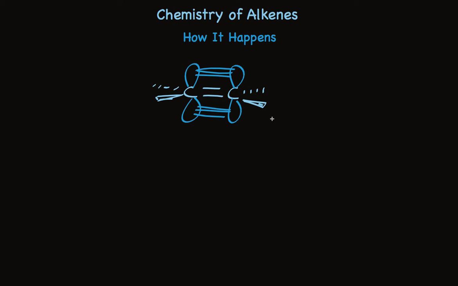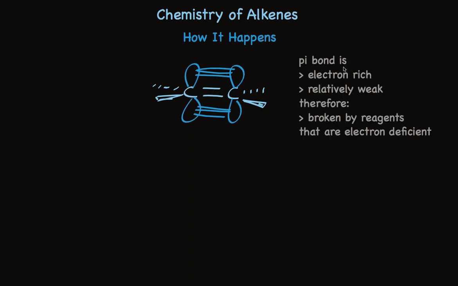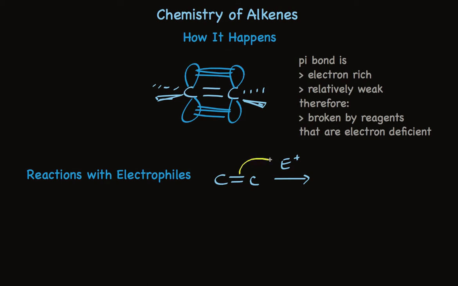In addition, it's possible to break the pi bond of the alkene and not the sigma bond. This pi bond is electron rich, it's relatively weak, and therefore it can be broken by reagents that are electron deficient, reagents that are attracted to electrons. This leads to reactions with electrophiles. Reagents that need a pair of electrons to have a filled outer shell react with the pair of pi electrons in the pi bond. This carbocation, of course, is unstable, reactive, so it's an intermediate in the process that makes addition products.